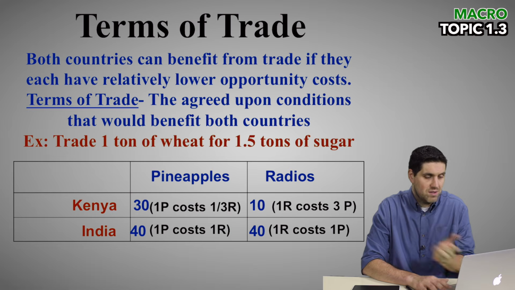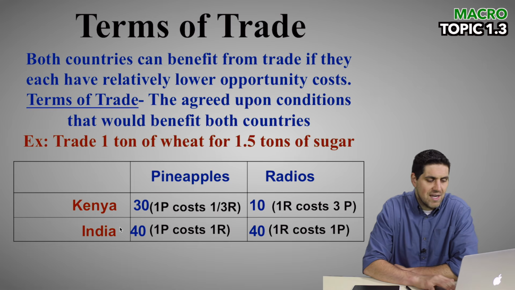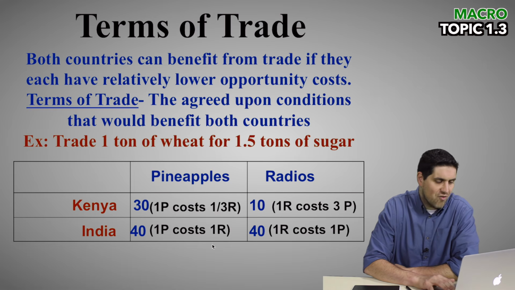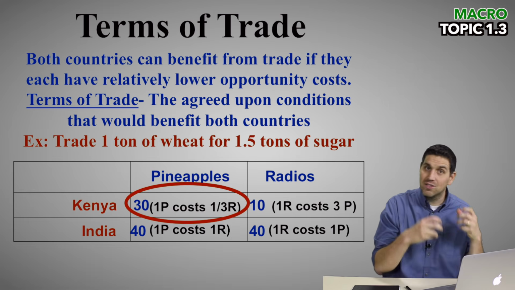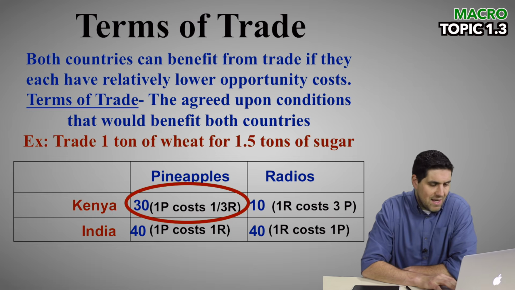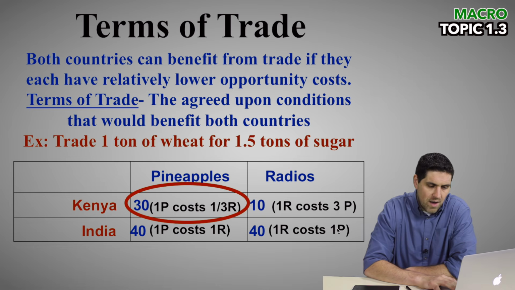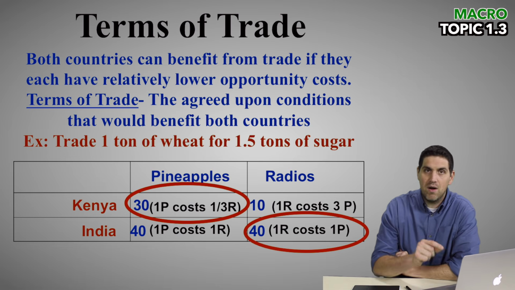And it's easy because you have the numbers. Pineapples: for Kenya, it costs 1/3 of a radio. For India, it costs 1 radio. Who would you rather have producing the pineapples? The one that has a lower opportunity cost. So Kenya should produce pineapples. Again, I'm circling the one that has the lower opportunity cost, the one who should specialize in pineapples. India has a lower opportunity cost, 1 compared to 3, in producing the radios, and so they have a comparative advantage.